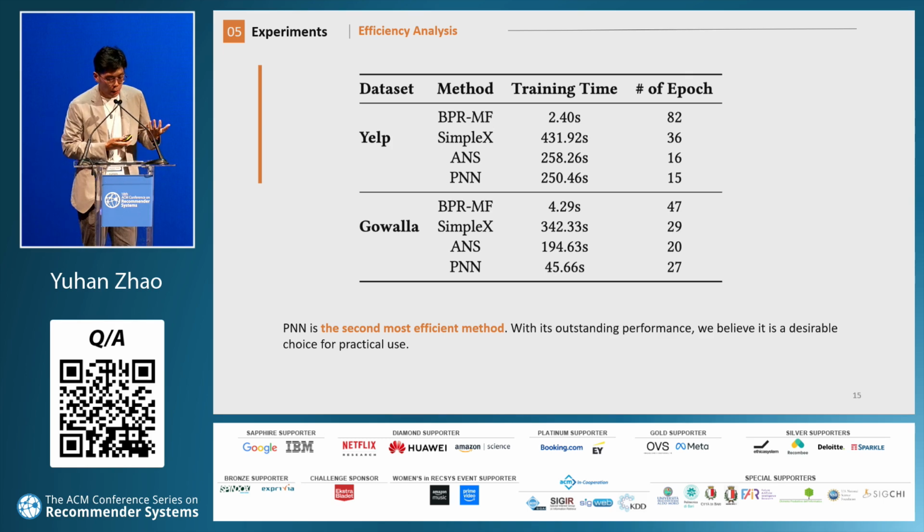And then we talk about our efficiency analysis. So we compare PNN and the other 3 models to show our efficiency, like BPR, MF, SimpleX, and ANS. PNN is the second most efficient method. With its outstanding performance, we believe it is a suitable choice for practical use.